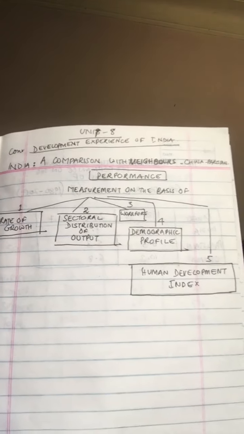Again, we are continuing with Unit 8, and in this we are talking about the comparison of India with China and Pakistan in terms of its performance. So we just saw the GDP in the previous class, and I want you to just go again. We are going to follow this.